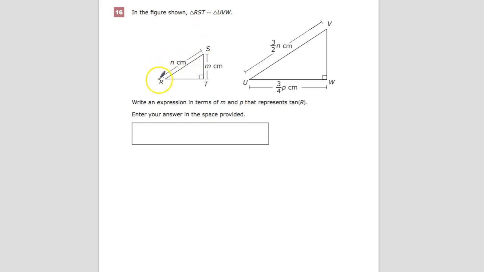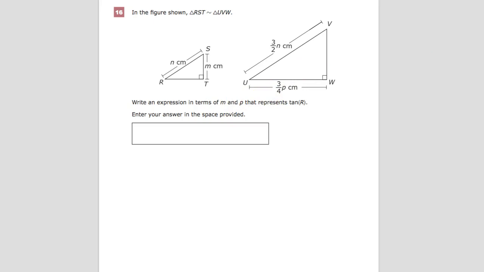So the relationship between RS, if we're doing a ratio of this first triangle here, so RS over ST, I can make that equal to a proportion, or ratio, created by this side, so UV over VW. As long as you have your corresponding sides in the same spot, any ratio should make this proportion true. So there you go. Congruent angles, proportional sides. Now, triangle RST is similar to UVW. Write an expression in terms of M and P that represents the tangent of R.